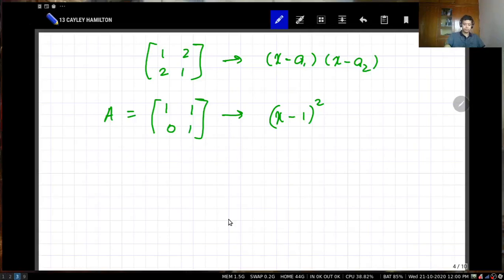So it will turn out that a matrix is diagonalizable if and only if the minimal polynomial does not have any repeated roots. Okay, so as long as all the roots of the minimal polynomial are distinct, the matrix is diagonalizable. But anyway, we'll get to that much later.